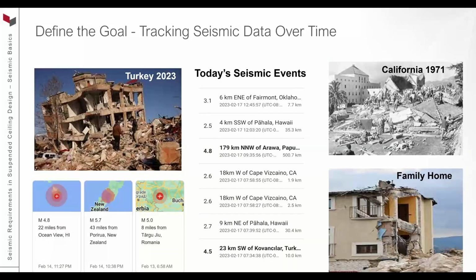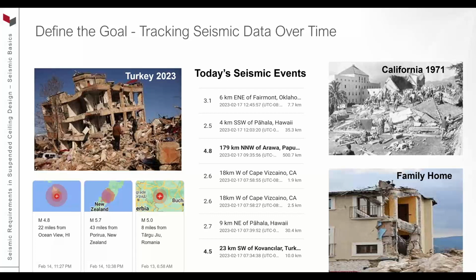So in today's environment, we can track earthquakes and seismic events that are happening in real time within minutes. On this slide, you can see where we gained some information from a couple different websites, the USGS, the Geological Survey, and we can see where they post different events that happened around the globe. Down here in the bottom left hand, we can see in Hawaii, February 14th, we had a magnitude 4.8.